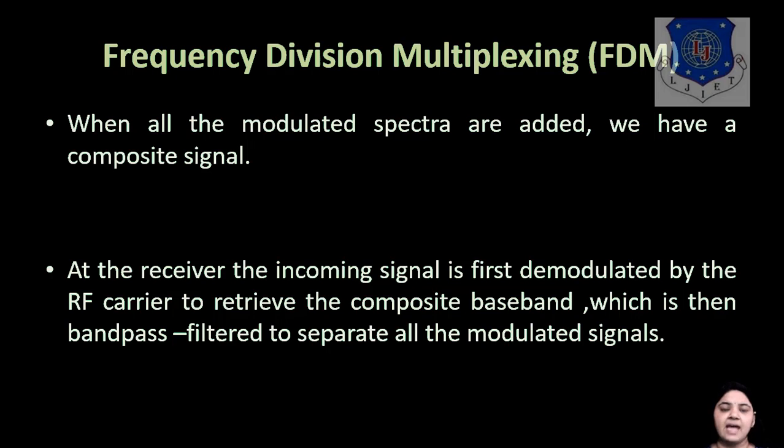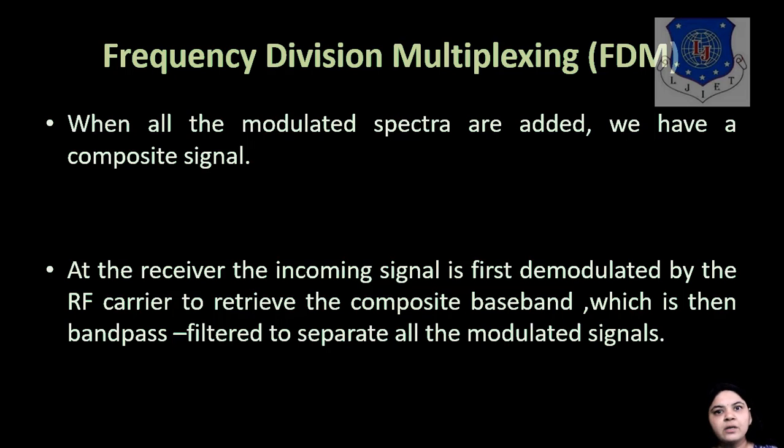Now at the receiving end, what should I do? I need to demodulate it, because this is a modulated signal. I need to demodulate the signal to collect my original signal. So at the receiving end, the incoming signal is first demodulated by the RF carrier to retrieve the composite baseband signal, which is then band passed. Now that signal is retrieved, the composite baseband signal we received consists of F1, F2 and F3.